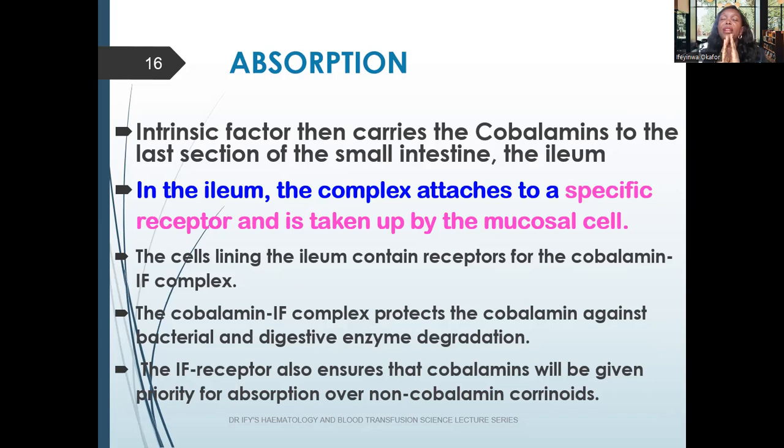So B12 is absorbed at the last section of the small intestine, that is at the ileum, by the intrinsic factor receptor. Intrinsic factor, produced in the stomach by parietal cells, binds to vitamin B12 in the small intestine and takes it to the ileum, where it enables its absorption.